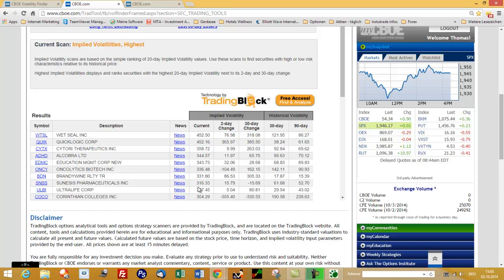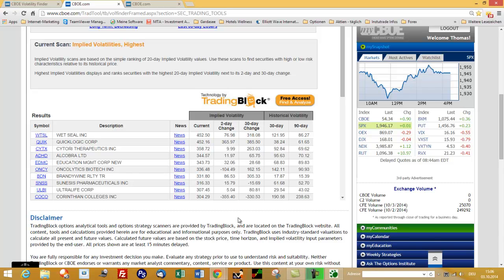As you can see here in this tab, the implied volatility is currently at 360%, which is very, very high when you compare it to the historical volatility over the last 30 or even 90 days. So SNSS is the symbol we want to have a look at.